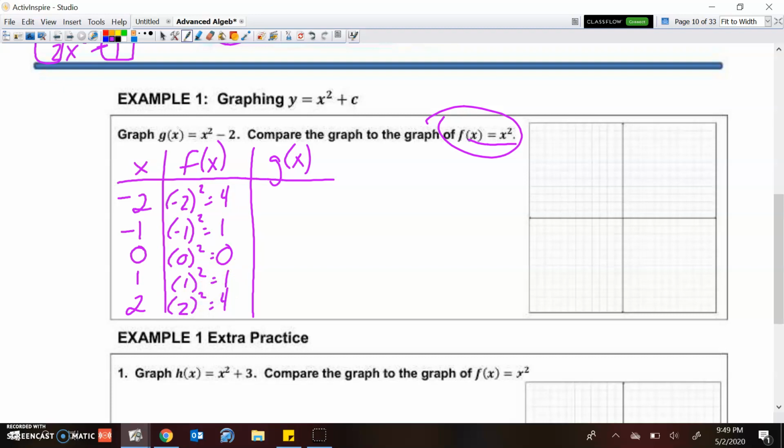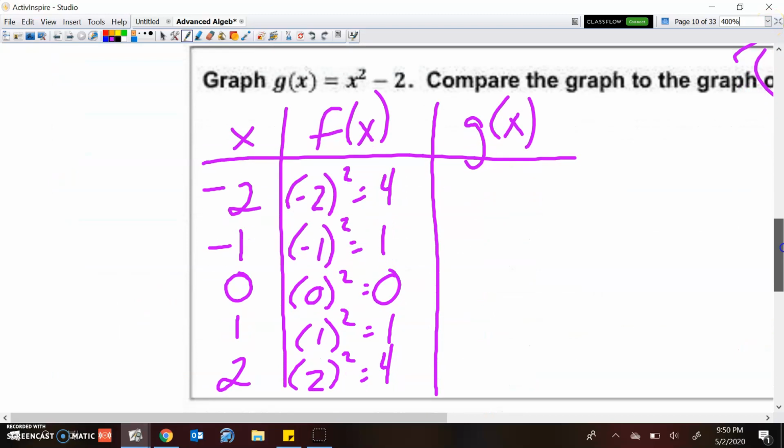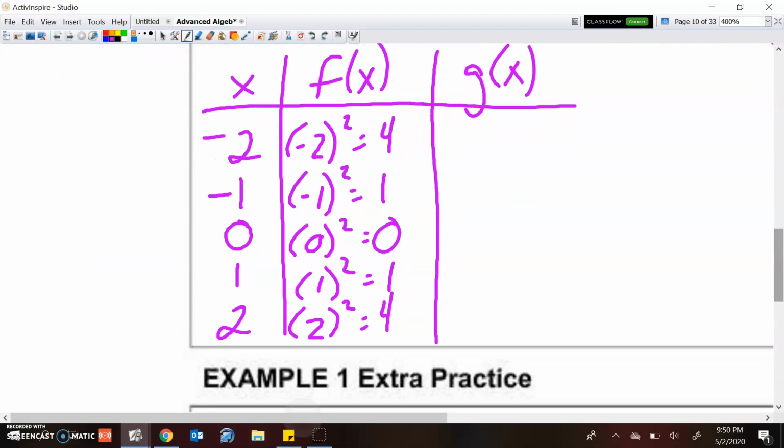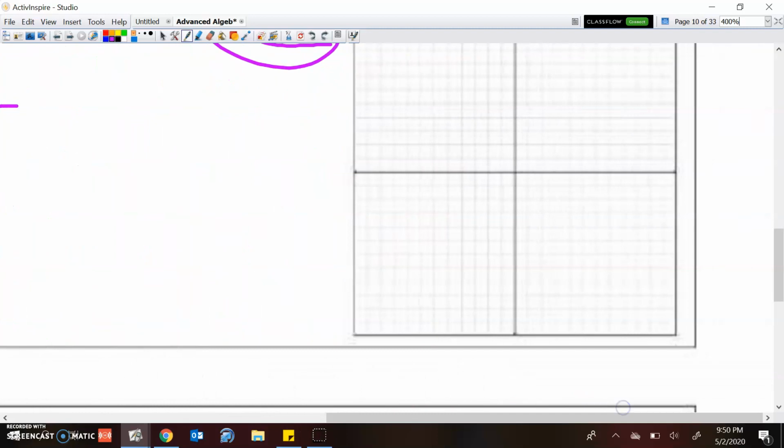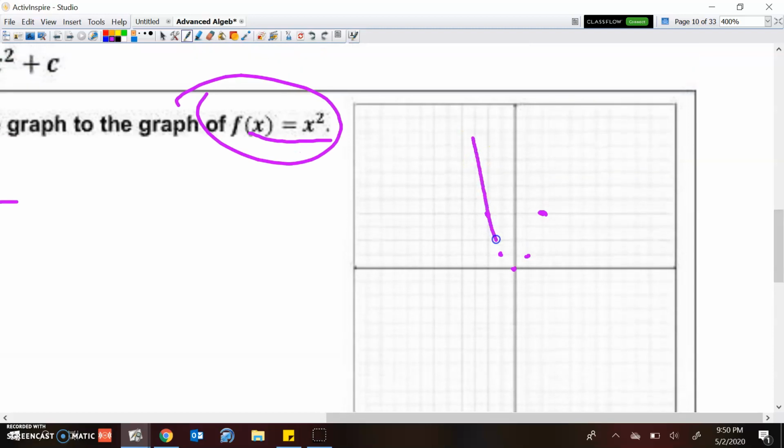Okay, so I'm going to go ahead and plot that. And actually for that purpose, let me zoom in a little bit. There we go. And go over and graph these. So I'm going to plot the points negative 2, 4, negative 1, 1, 0, 0, 1, 1, and 2, 4. Okay, so this here is my parent function. Alrighty, so now let's go back to our table.